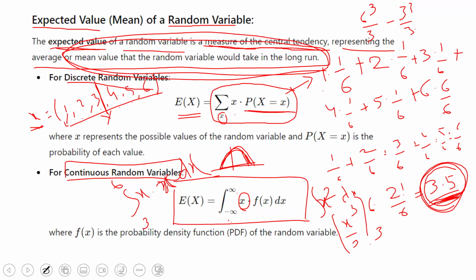We have seen mean, mode, median. They all are the central tendencies. And when you come to the random variable, the expected mean is the central tendency of the random variable. So a random variable can take some set of values, and this expected mean will represent the mean, or the average, of all those values, right? So what is the average of these values? 1 plus 2 plus 3 plus 4 plus 5 plus 6 by 6.